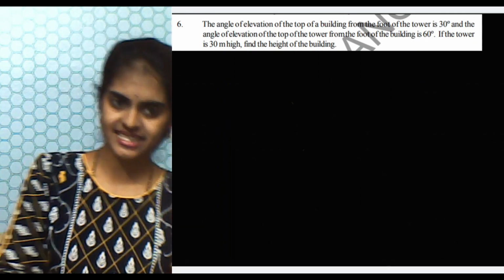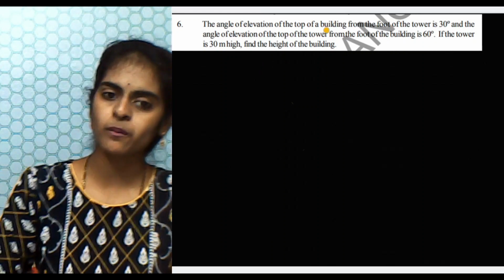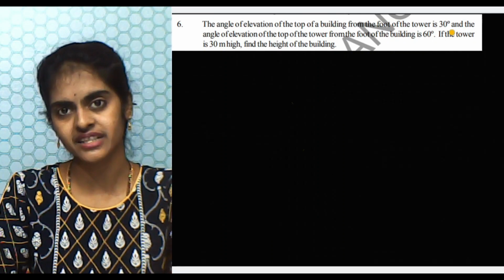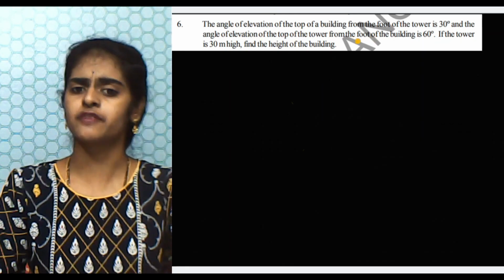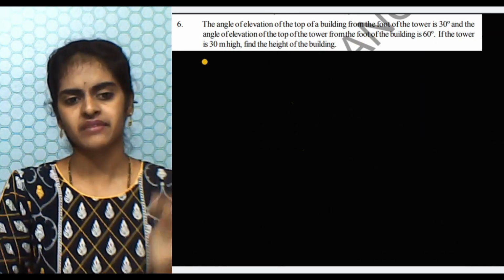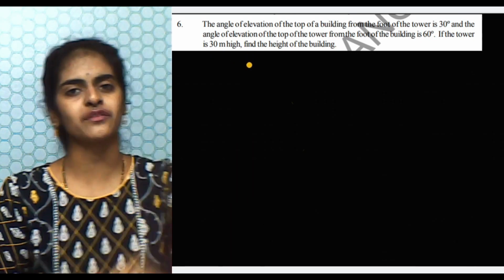So, question number 6. The angle of elevation of the top of a building from the foot of a tower is 30 degrees. And the angle of elevation of the top of the tower from the foot of the building is 60 degrees. If the tower is 30-meter high, find the height of the building.